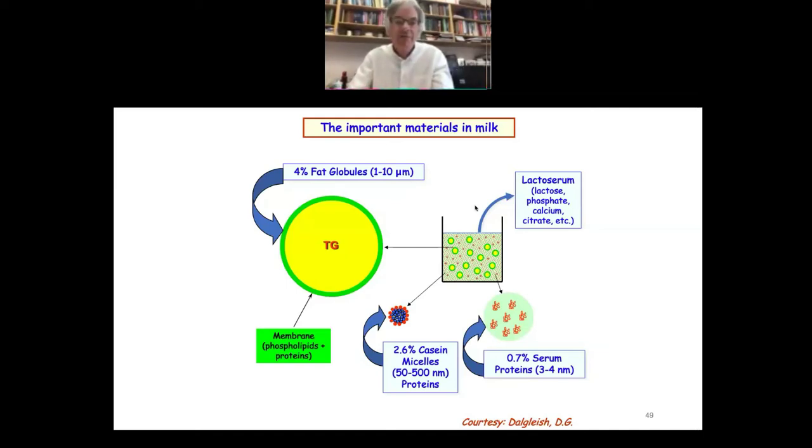All right, for those of you who are not very familiar with dairy systems, these are the important materials that are found in milk. And those are the fat globules, the casein micelles, and then the materials in the aqueous phase, which are the whey proteins and the lactose and other dissolved materials. So about 4% of milk, raw milk, typical cow milk, would be fat globules, and these are typically 1 to 10 micrometers in size.